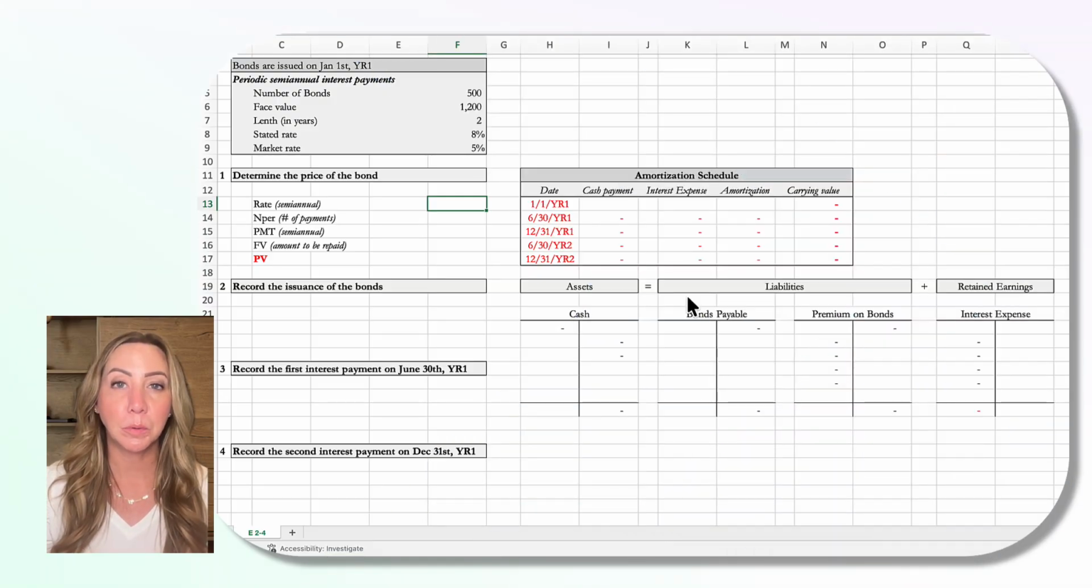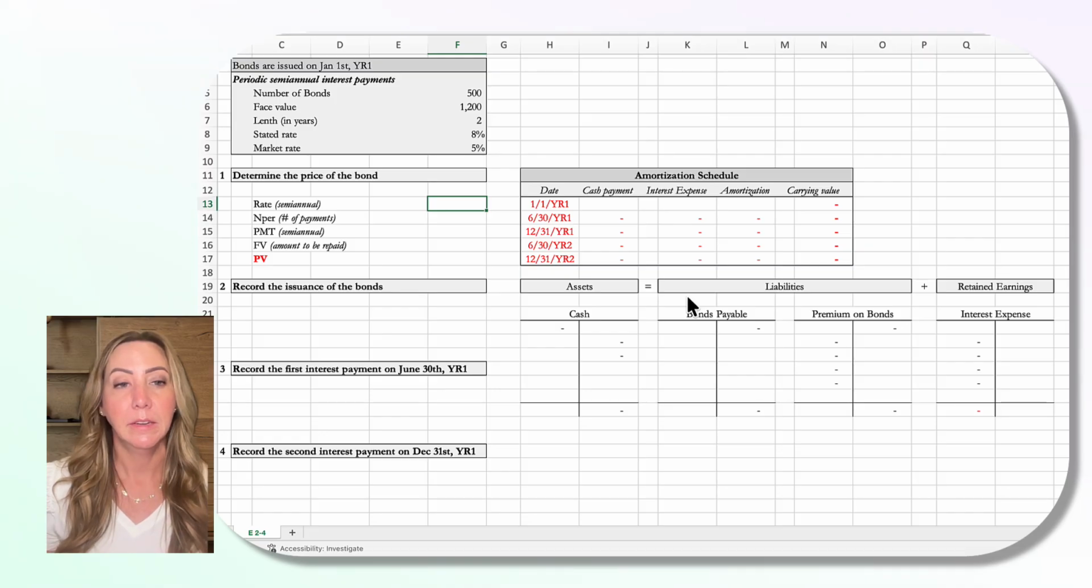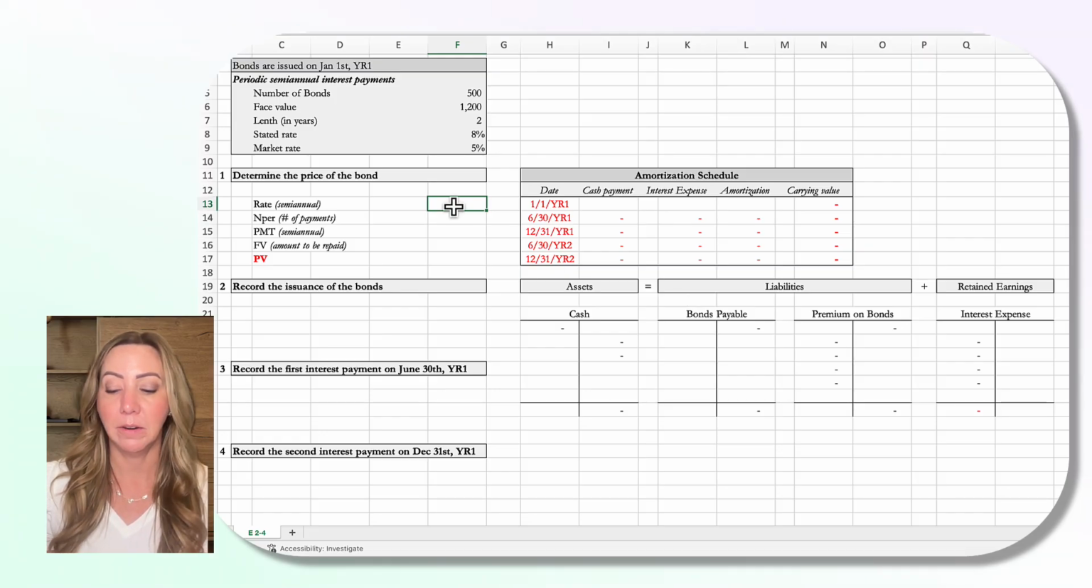Remember that the first promise is that we're going to pay semi-annual interest payments every 6 months for 2 years, and the second promise is that we're going to pay back what we borrowed, the face value, at the end of the 2-year period. So to calculate the present value of that, we need the market rate of interest, which is 5%. Also remember that before we get started, whenever we have a semi-annual payment, we need to halve the interest rates and double the periods.